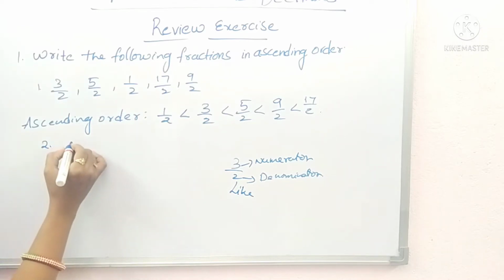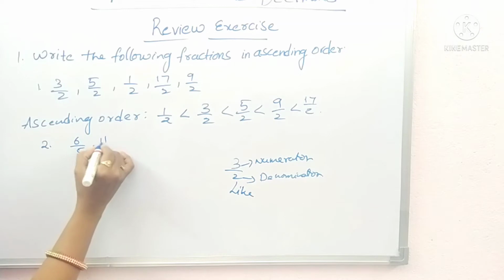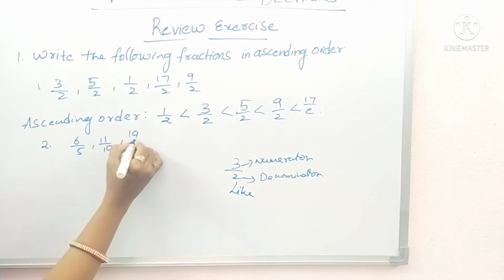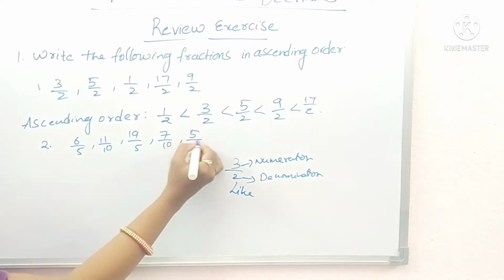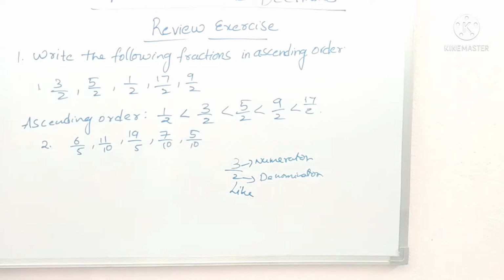Now our second one, here the fractions are not like fractions. What are the denominators here? The denominators are 5 and 10. So these are not like fractions, these are unlike fractions, right?